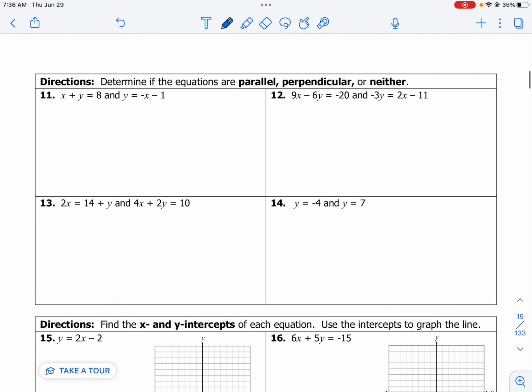Okay, we also took some notes on parallel, perpendicular, and neither lines, and we talked about how parallel lines, of course, have to have the same slope, and how perpendicular lines have an opposite, we'll call it opposite reciprocal slope.